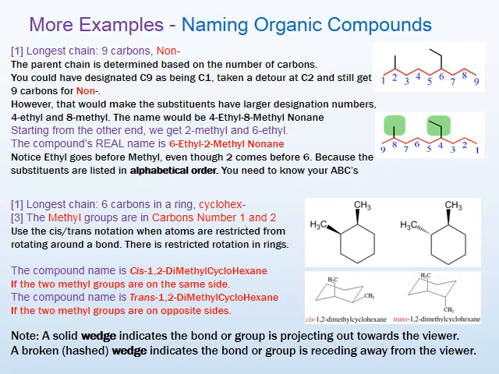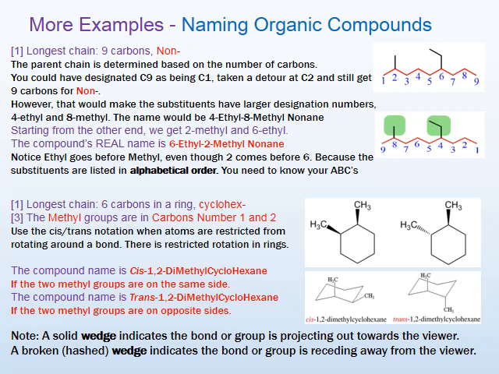The parent name of the compound is cyclohexane. We can also draw cyclohexane in chair configuration. On this type of drawing, 3 carbons project out towards the viewer, and 3 carbons recede away from the viewer.